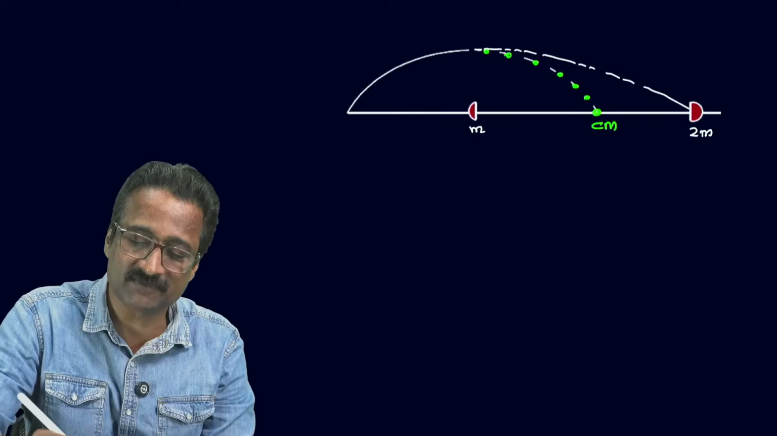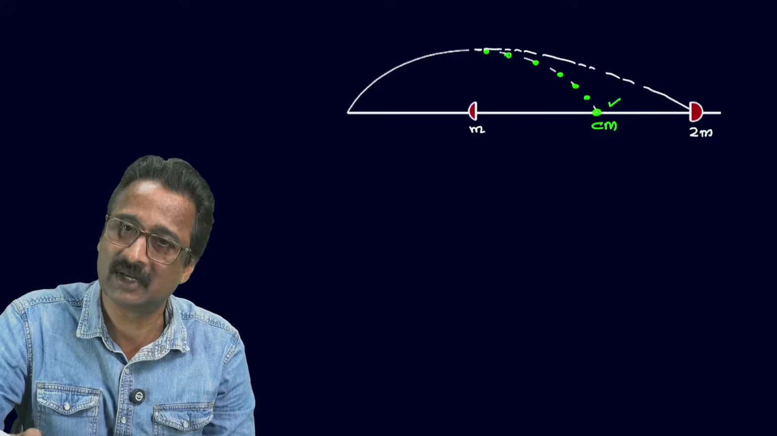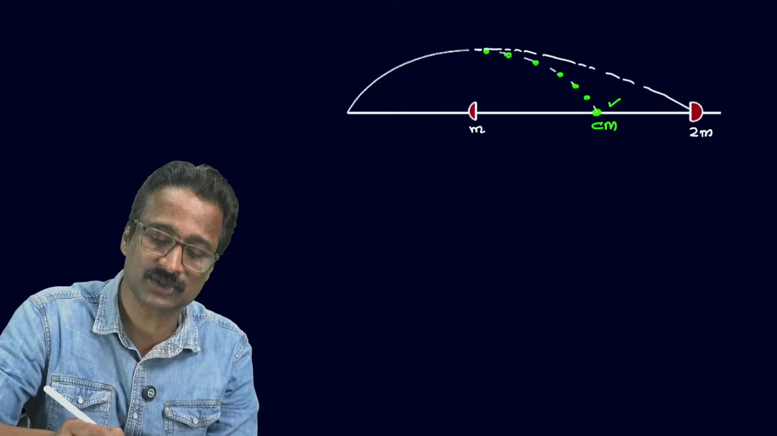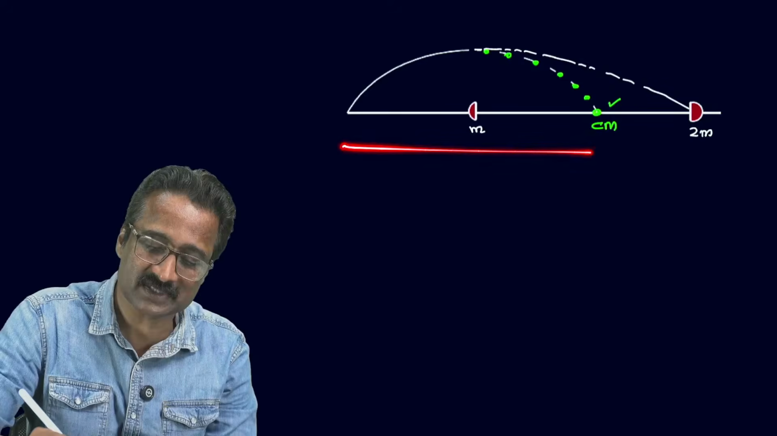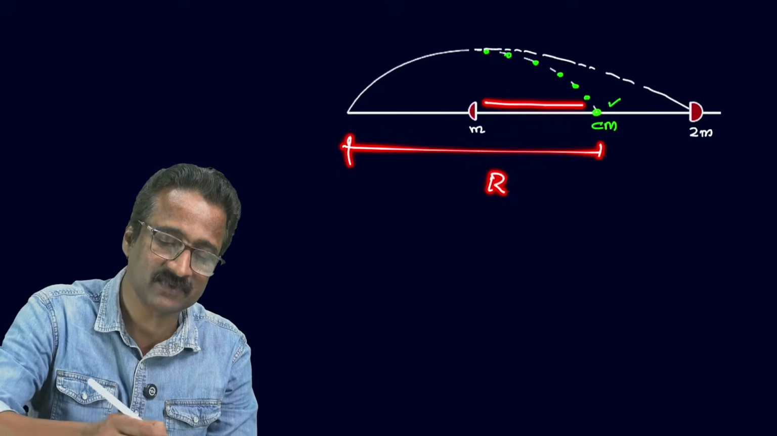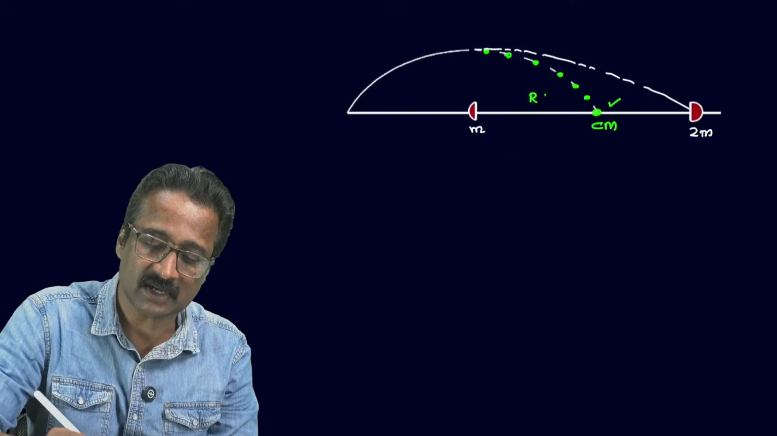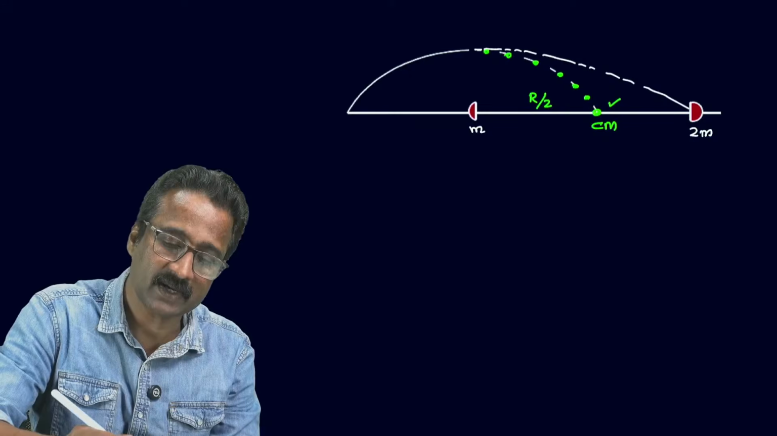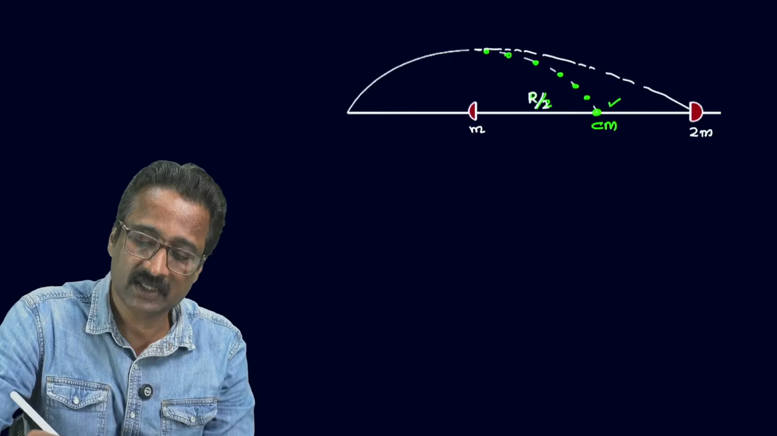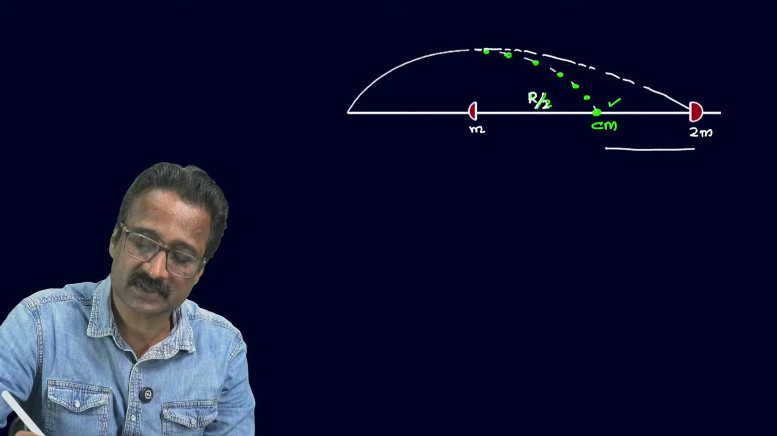So if the center of mass is here, it is not very difficult to say where 2m is, because in this question it is said that r is the range. The full range, this distance in the question is r. Then this distance, that's very clear, is r by 2, because it is half the range. Then we need to find this distance. What is this distance is what they're asking. Let me call it x.